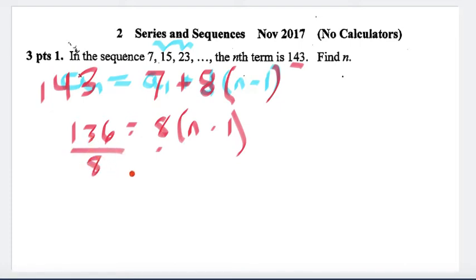8 goes into 13 once with 5 left over. 56, yeah, 8 goes into 56 7 times. So 17 equals n minus 1. Since 17 equals n minus 1, if I add 1 to both sides, I'll get n equals 18, and that's what they're asking for. How many terms are there? So when I added 1, I got 18. 18 is the answer. Moving on to the next question.